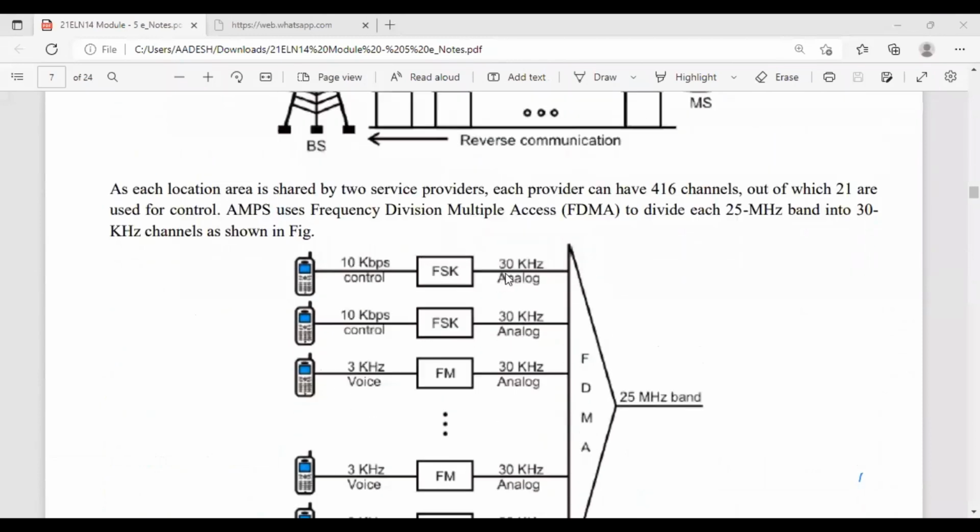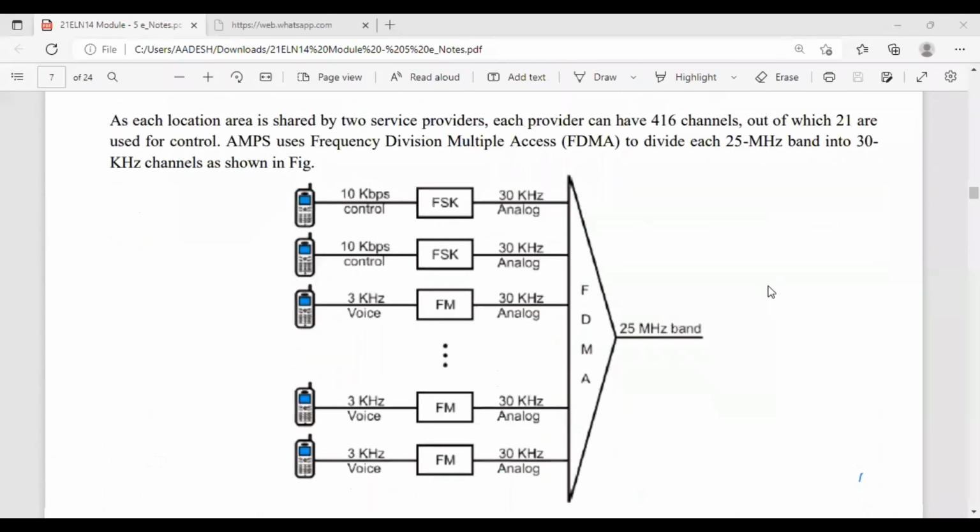And then see how the bandwidth is used here. This is the channel bandwidth 25.